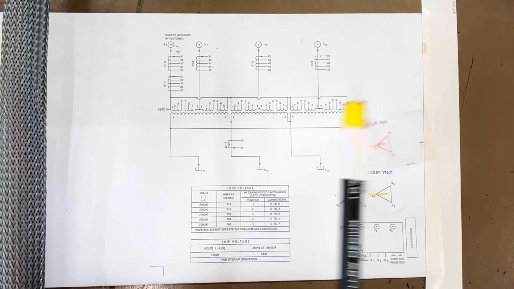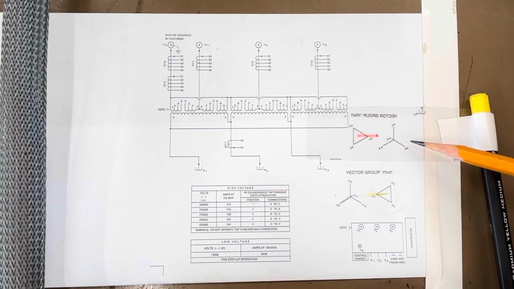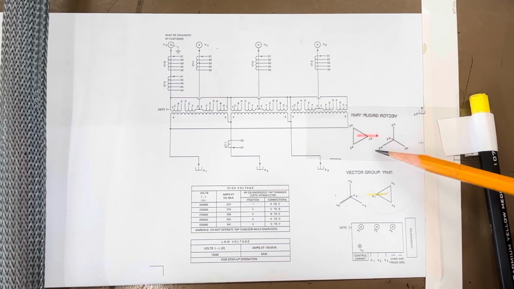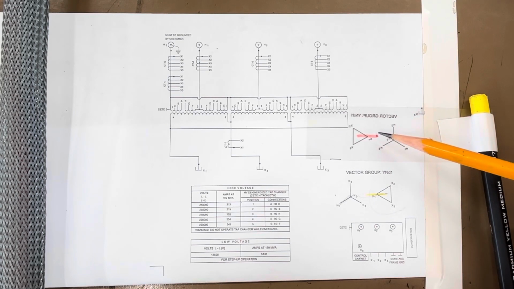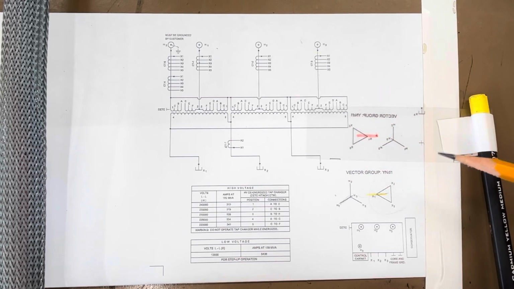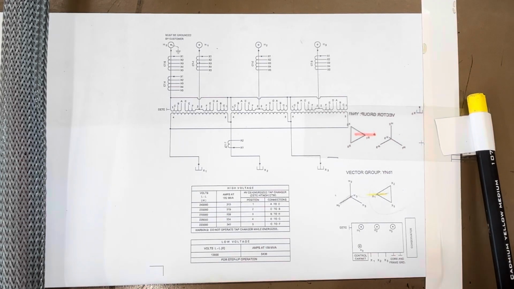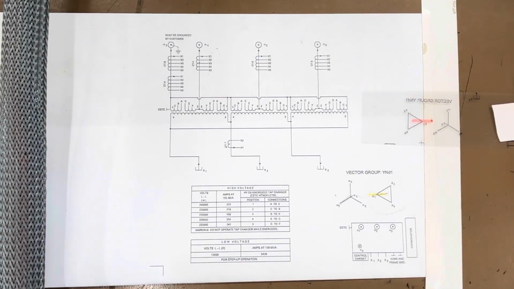Now, if we were to actually apply 1, 3, 2 phase sequence to it, it's very hard to see, but this is H1, H3, H2, X1, X3, X2. Now, my secondary is leading my primary by 30 degrees. We've now turned this YND1 into a YND11 by applying backwards phase sequence to it.